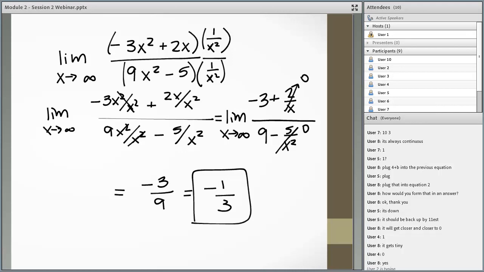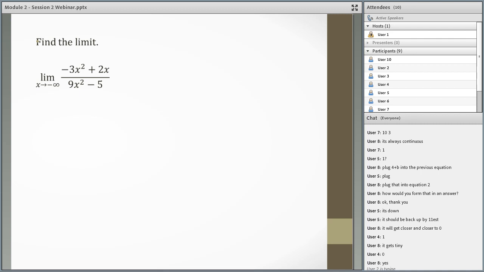So the idea is if I can get each term to some form of a constant over an x term, then when I take the limit as x goes to infinity, those terms are going to go to 0, and the only thing that will be left is any constants that didn't have an x after we divided each term. So now we have the limit as x approaches negative infinity.